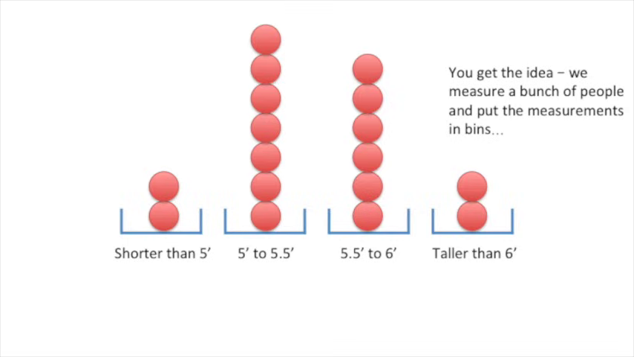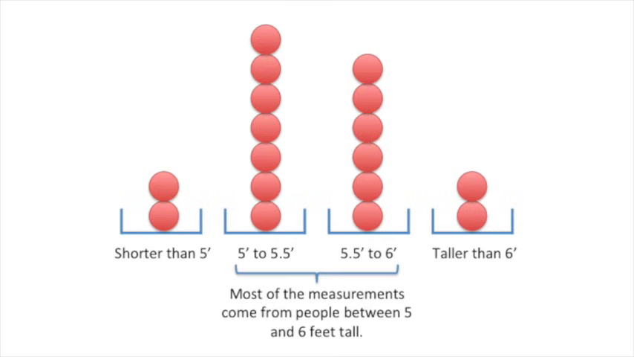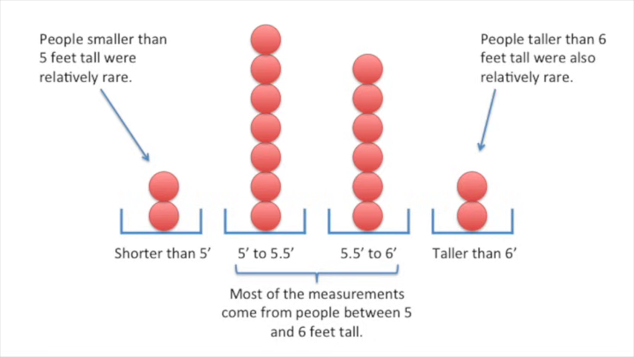Okay, you get the idea. We measure a bunch of people and put the measurements in bins. When you stack a bunch of measurements into bins like this, you get a histogram. Most of the measurements come from people between 5 and 6 feet tall. People smaller than 5 feet tall were relatively rare. People taller than 6 feet tall were also relatively rare.